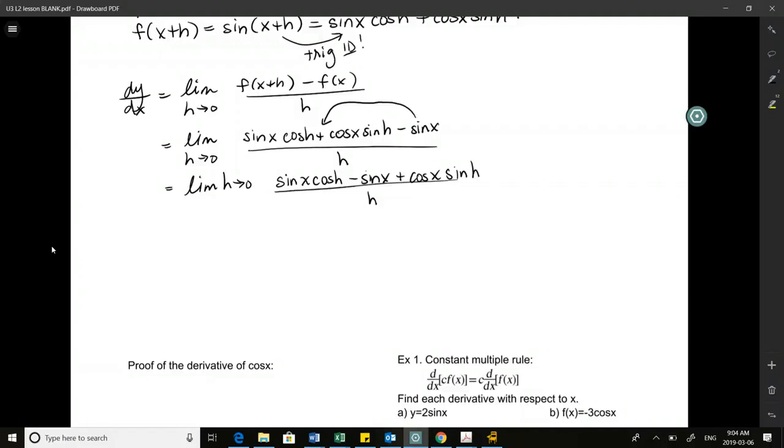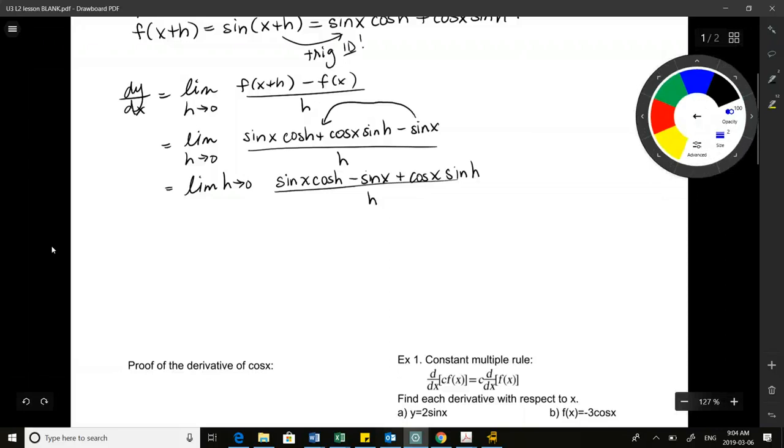Okay, so when I do the limit as h approaches 0, and I have multiple terms being added, I can actually take the limit of each of those individual terms. I don't have to take the limit of all of this together. So the limit of the whole thing is actually equal to the sum of the individual limits. What we're going to do is consider this part right here as a grouping, and this part right here as a second grouping, and I'm going to split these into their own limits.